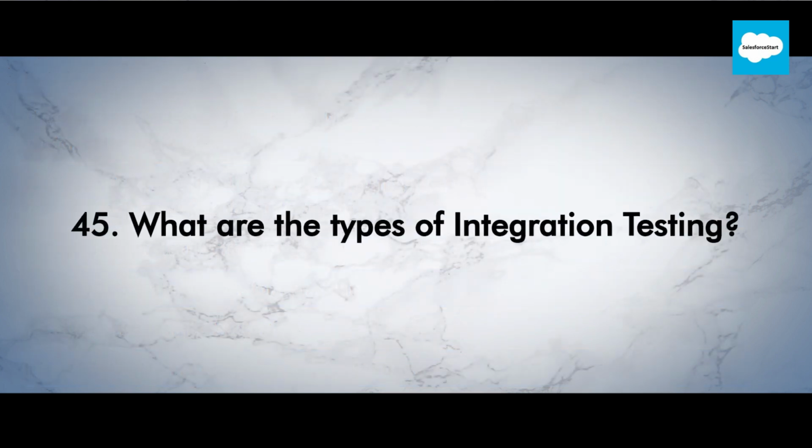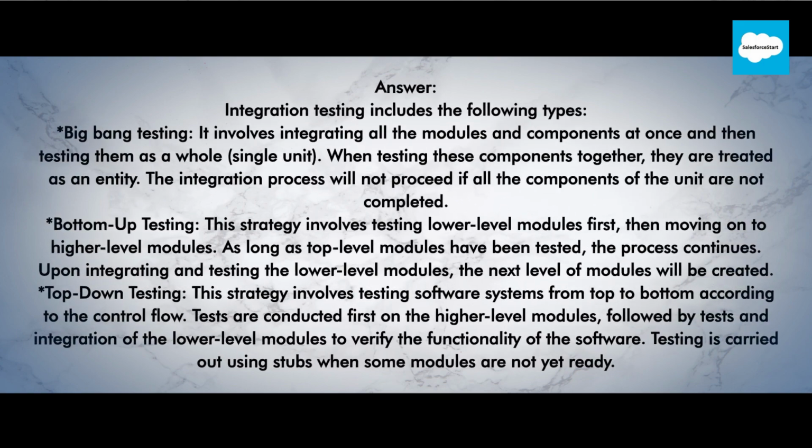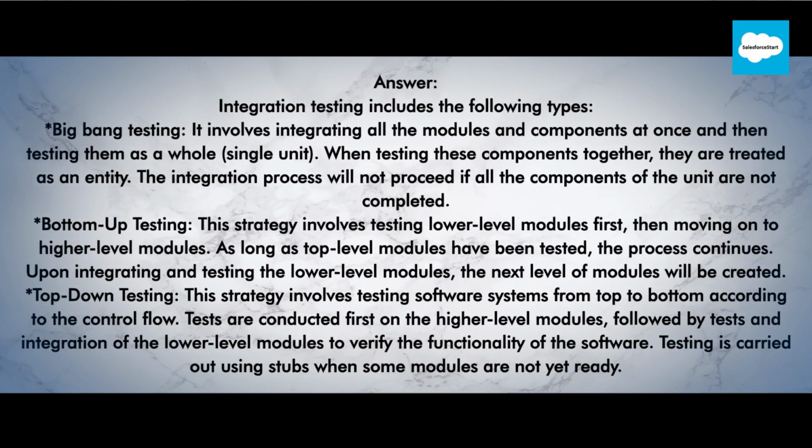45. What are the types of integration testing? Answer. Integration testing includes the following types. Big Bang testing. It involves integrating all the modules and components at once and then testing them as a whole, single unit. When testing these components together, they are treated as an entity. The integration process will not proceed if all the components of the unit are not completed.